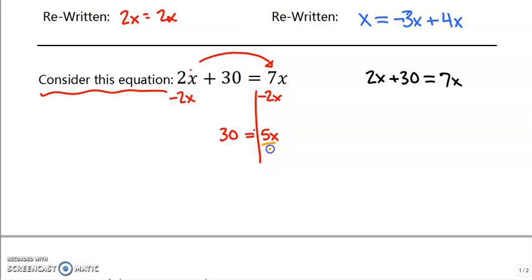We can divide by 5, and we get x equals 6. Okay, everything's going pretty well. We could also move the 7x. It doesn't really matter which variable you move. What's important is that we do the opposite to move it.